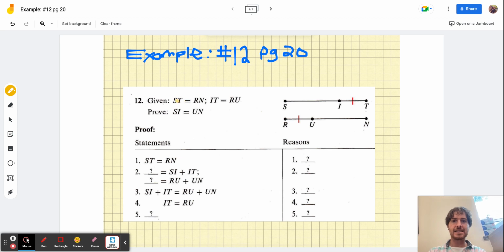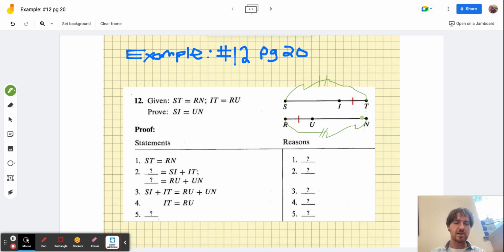Given ST is equal to RN. This is actually one thing that they didn't mark out for us, because that's this whole segment here, ST. That distance here is, and I'll just put 2 tick marks down so we remember it, equal to RN, which is the length of segment RN. Sorry, it's all squiggly like that. It's hard for me to type or draw on my computer. And then also here, they marked this out for us, that segment IT is the same length as segment RU. So that's our given premises. And what I have to prove is that SI is the same length as UN.